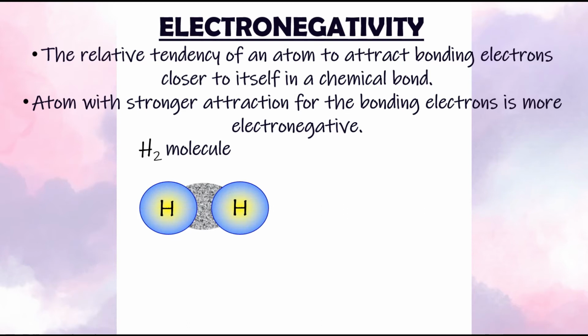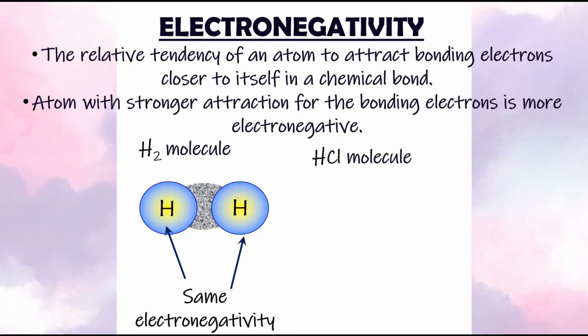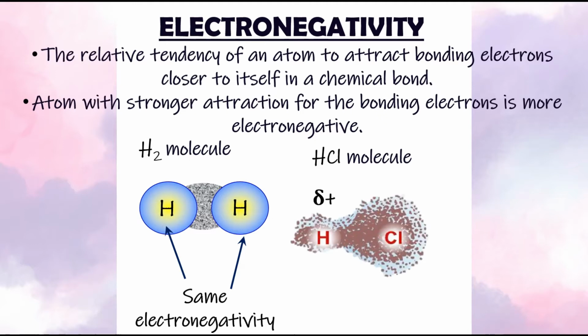In hydrogen molecules, both atoms have the same electronegativity. While in the HCl molecule, chlorine is more electronegative, therefore the chlorine atom will attract the bonding electrons stronger toward itself.